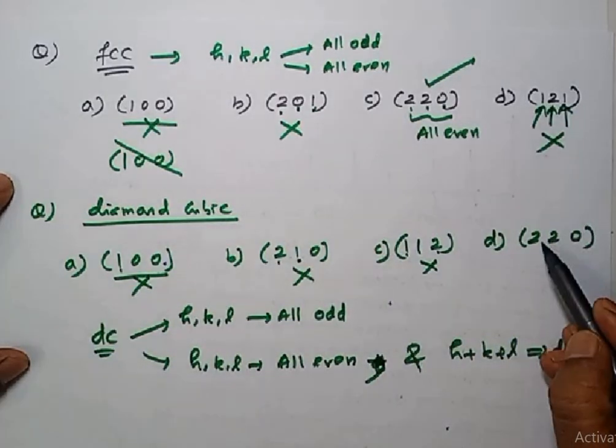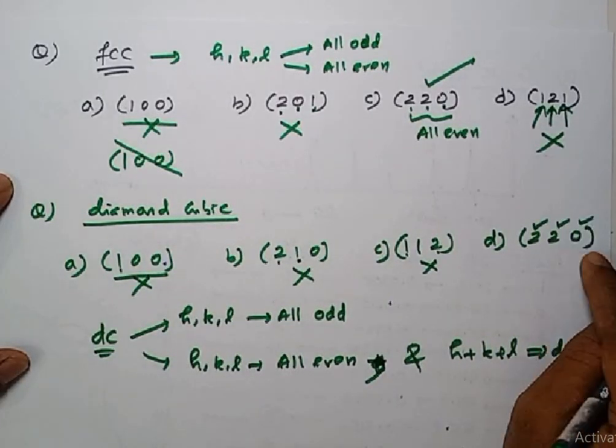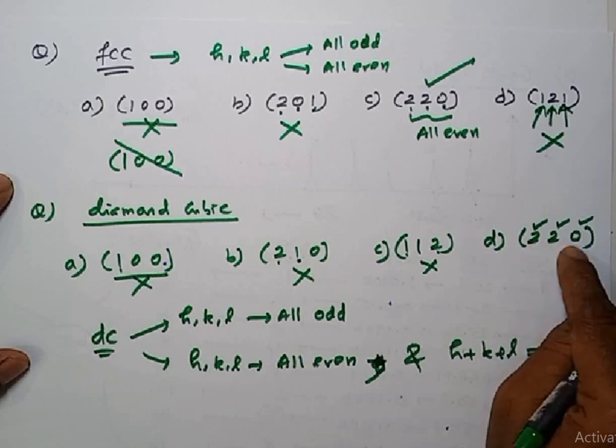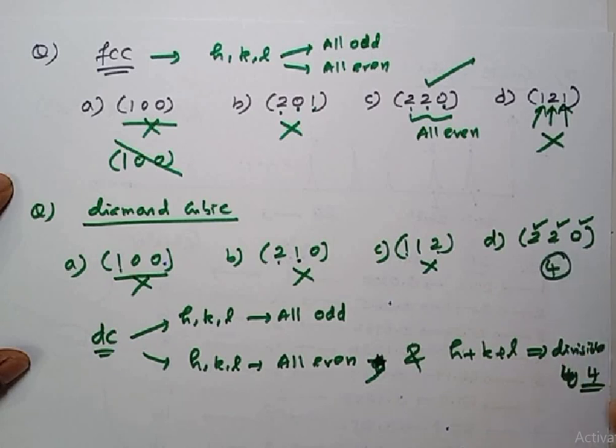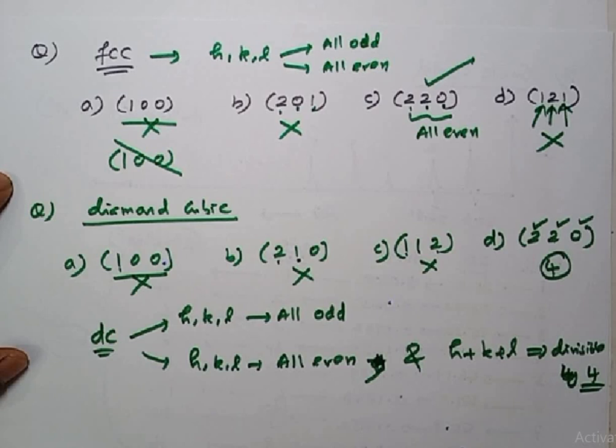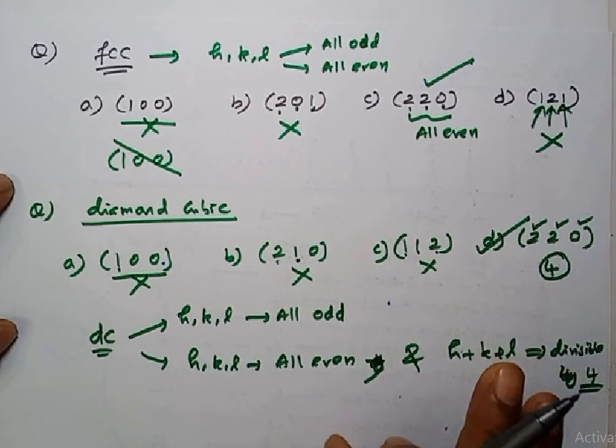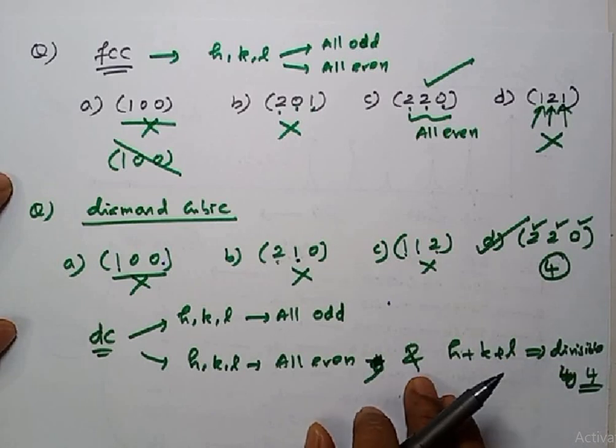Then in option D, yes, all are even. See, 2, 2, 0, all are even. And if you take the sum, H plus K plus L, you will get 2 plus 2, which is 4. Yes, 4 is divisible by 4. 4 by 4 is 1. Therefore this plane, 220 plane, will give signal in the XRD spectrum.